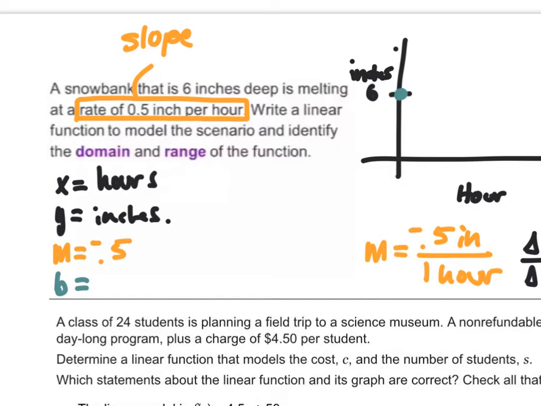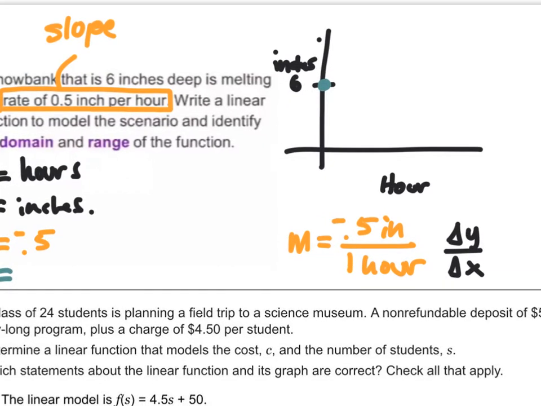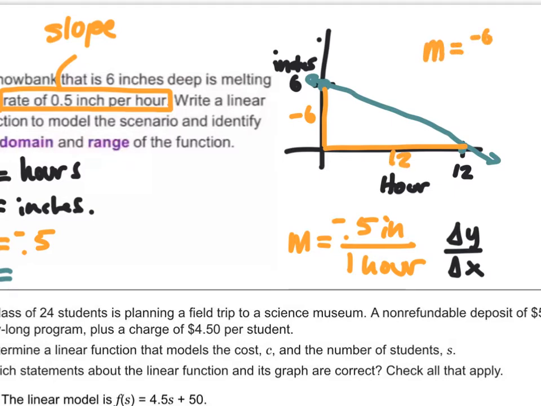And what we know is that if every hour it goes down 1/2 of an inch, that means it's going to take 12 hours for us to actually get down to 0. So I'm going to put a big fat 12 over here and plot another point and draw my line. The reason I knew that is because my slope has to go down 6 and over 12, because my slope has to be 1/2. That's negative 6 over 12, which is the same thing as negative 1/2, which is the same thing as negative 0.5. So that's the idea.